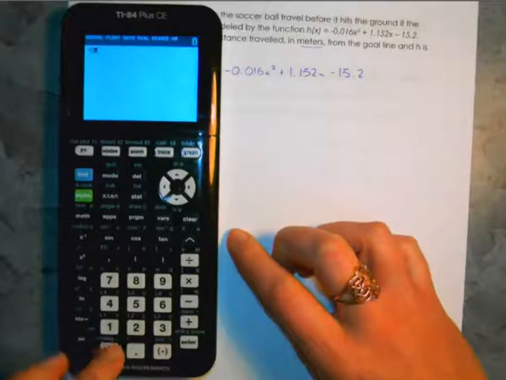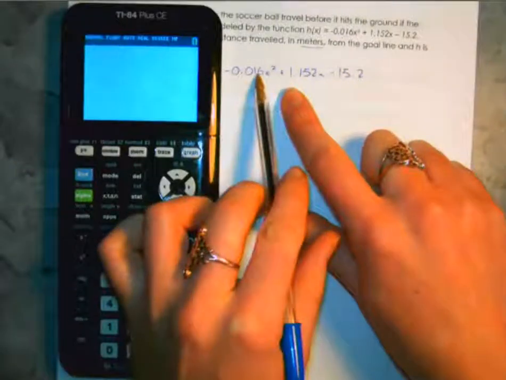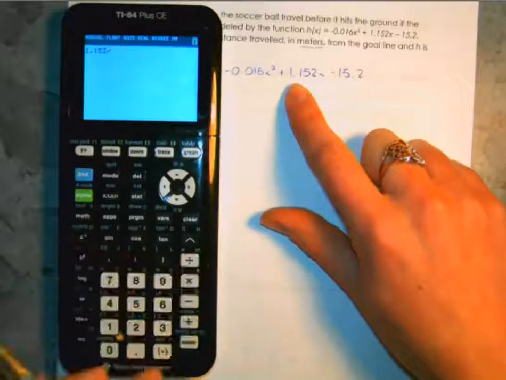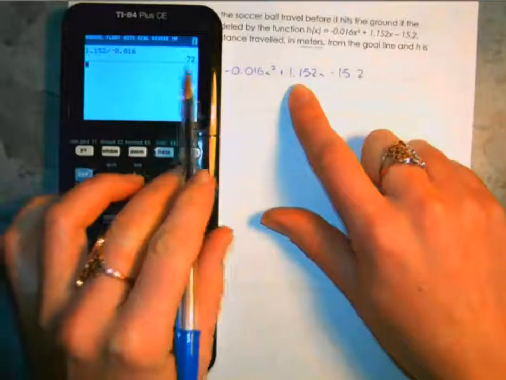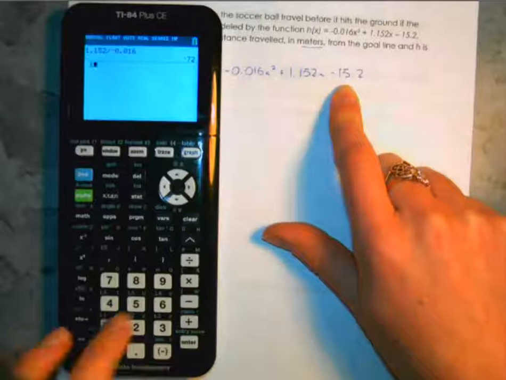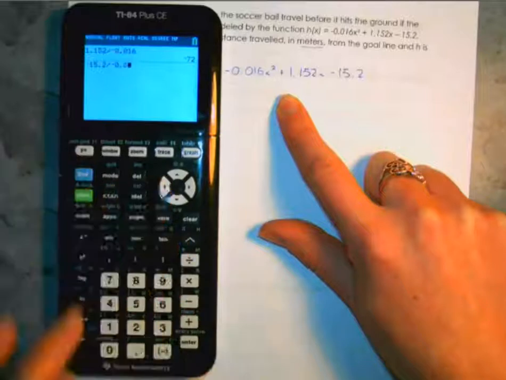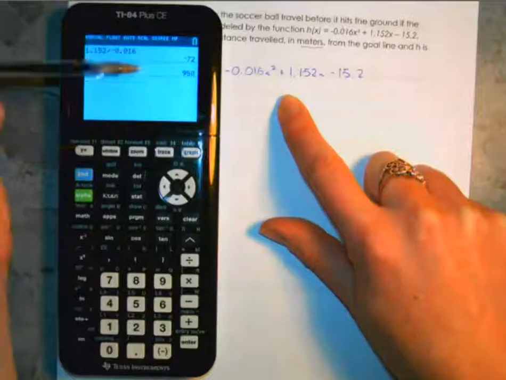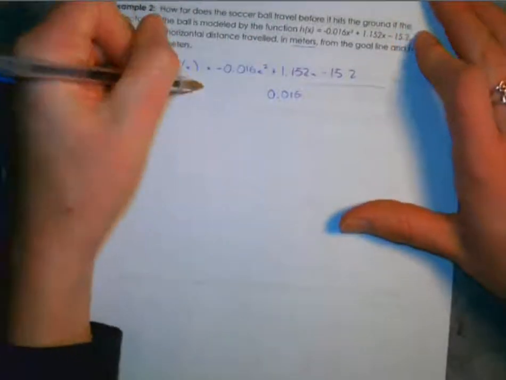So we have negative 0.016. Oh, whoops, obviously we can divide this by itself and that'll leave us with 1, but we want to see if the other numbers will work. So 1.152 divided by negative 0.016 gives us negative 72. That's a great number. Let's see if it works for negative 15.2 divided by negative 0.016. 950. Great, so we have these nice full numbers. So let's divide out that negative 0.016, and that's going to make things a lot easier.